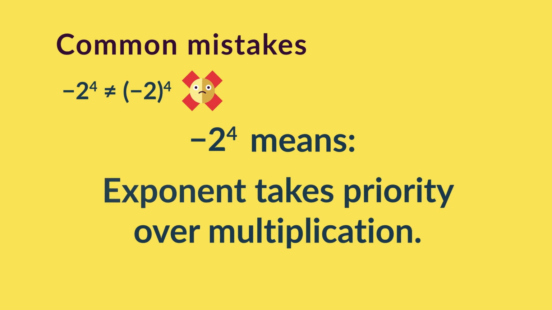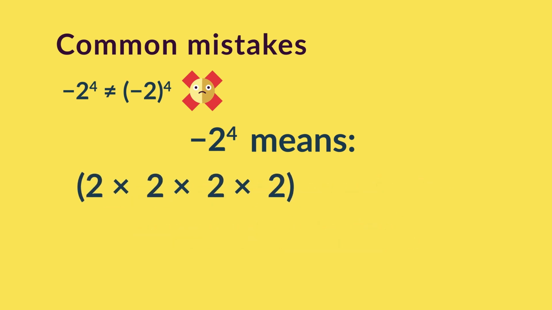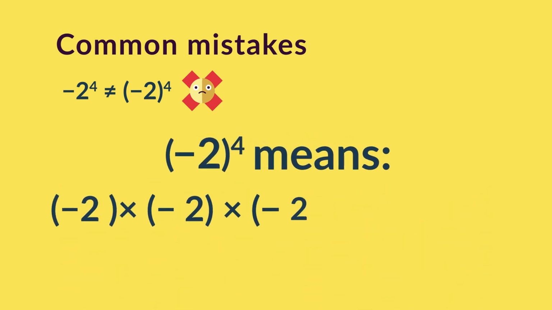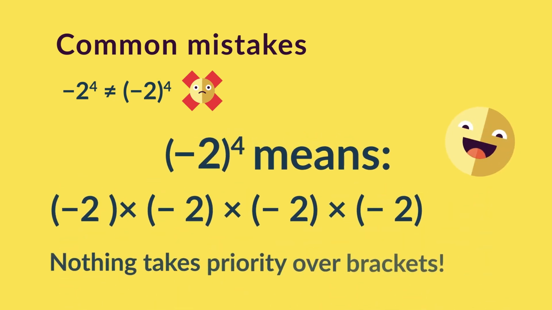So we would start by multiplying out 2 4 times, and then this answer is multiplied by -1 to give -16. If the -2 is in brackets, this means that -2 is multiplied by itself 4 times. Nothing takes priority over brackets in the order of operations, so the answer becomes +16.